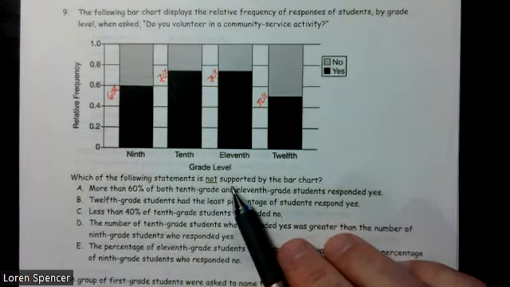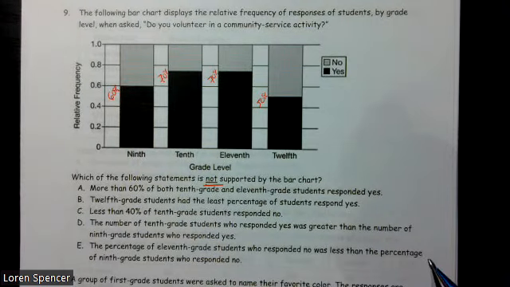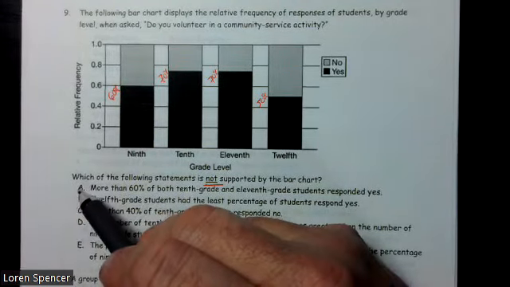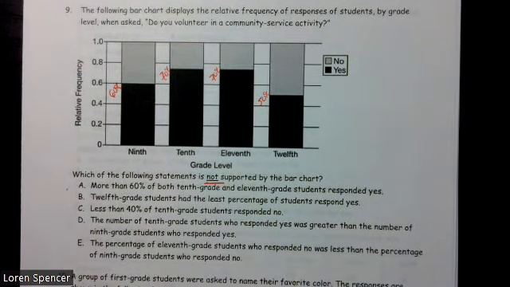Which of the following statements is not supported? If they ask for something that says not, you definitely want to use what I call the true false method, which we label T and F all the way down, and then select the one that only occurred once.